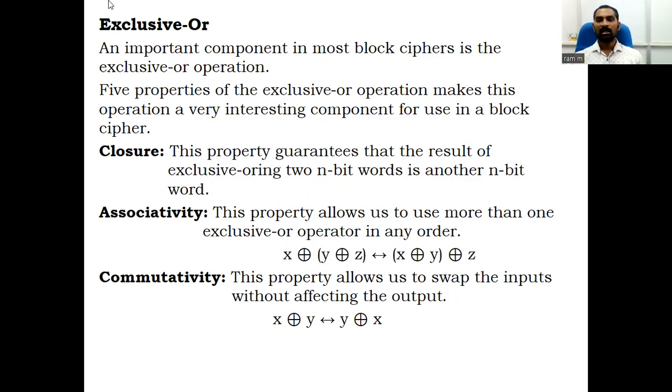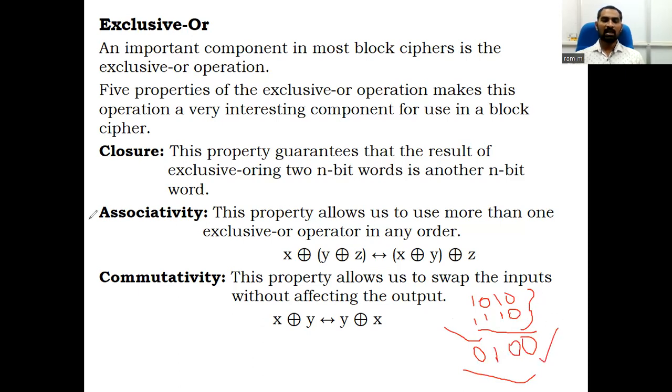So let us consider the first input as 1 0 1 0 and the second input as 1 1 1 0. If I apply an XOR operation between these two, what will the output be? 0 and 0 gives 0, 1 and 1 gives 0, 0 and 1 gives 1, 1 and 1 gives 0. So what is the size of the output? It is also 4. That is the closure property of the XOR operation. Whatever size the inputs are, the output is also the same size.